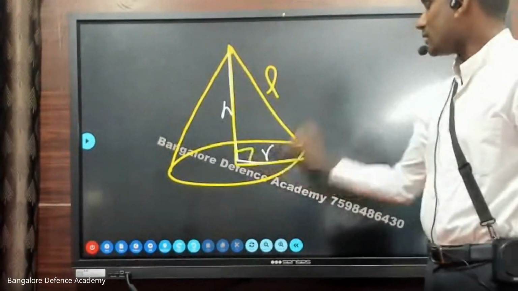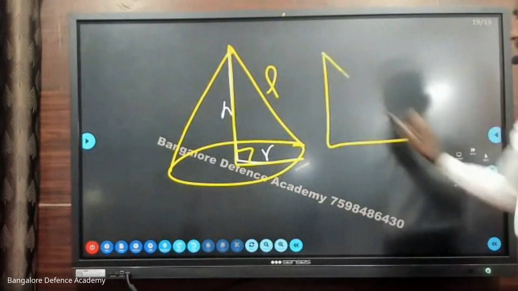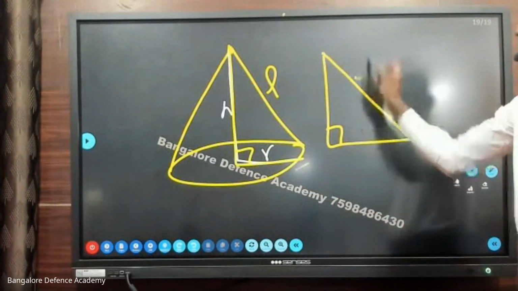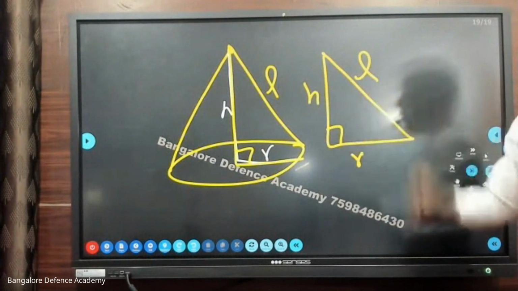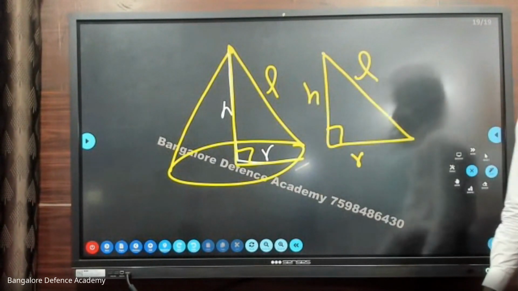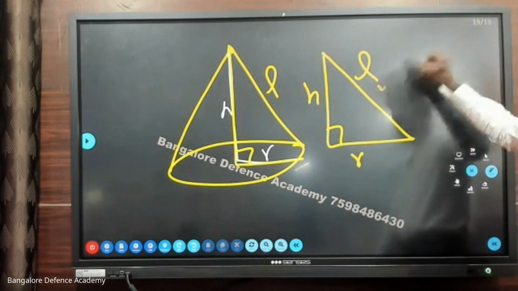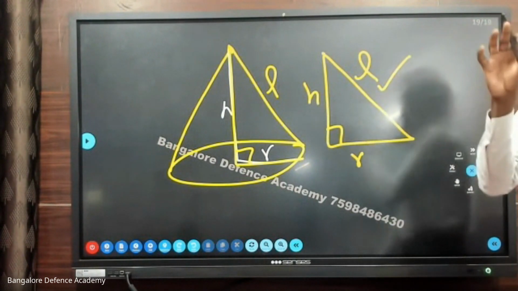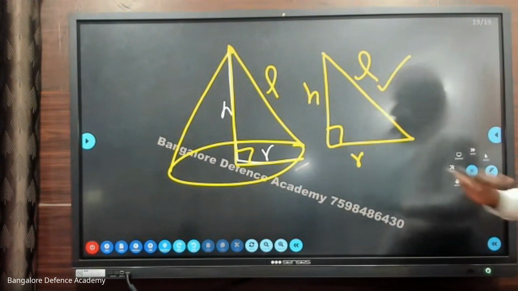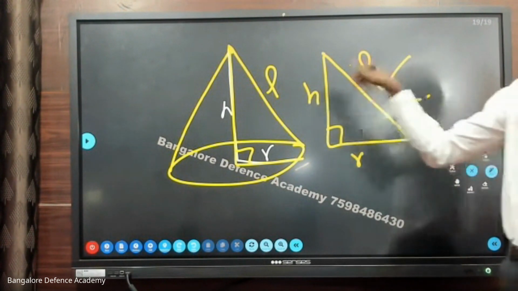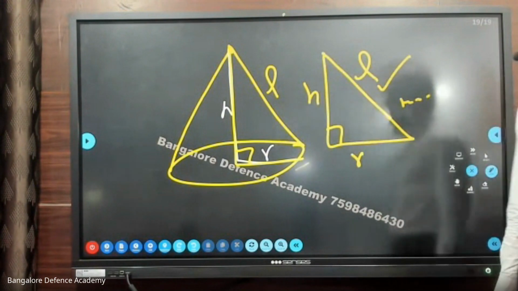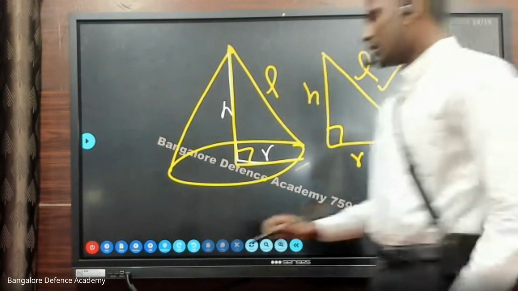What kind of triangle can you see in the center? This is L, this is H, this is R. So what theorem can you apply here? Pythagoras theorem. You will save your time in your exam if you know the triplets. If you don't know the triplets, once again you have to use hypotenuse square, one side square, other side square, and waste your time. Did you understand? Fine. This is your easy level.